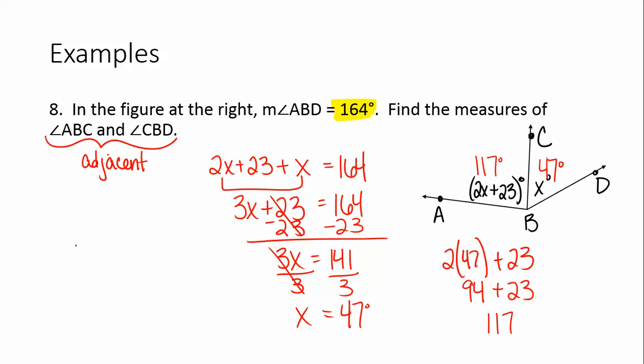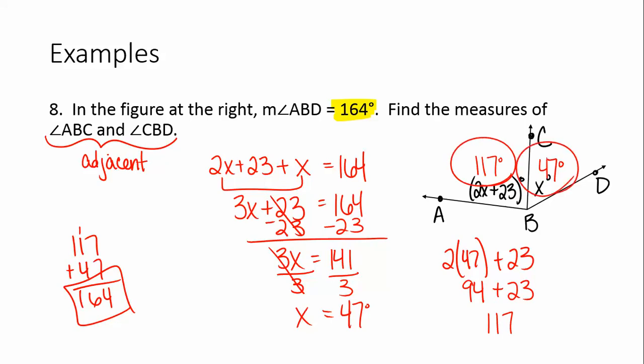And you could check your work. 117 plus 47 should equal 164. 4, carry the 1, 6, and in fact it does. So you know that we have the two right answers, 117 and 47. And we could label our answers using these angle measures. So the measure of angle ABC is 117 degrees, and the measure of angle CBD is 47 degrees.